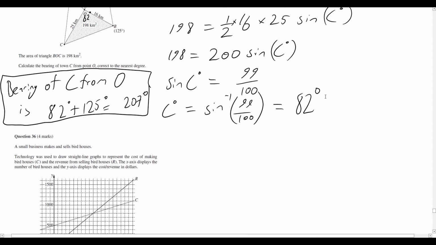Alright, moving on to question 36. A small business makes and sells birdhouses. Technology was used to draw straight line graphs to represent the cost of making birdhouses, C, and the revenue from selling birdhouses, R. The x-axis displays the number of birdhouses, and the y-axis displays the cost or revenue in dollars.